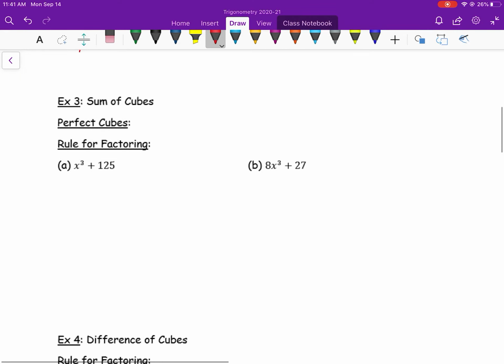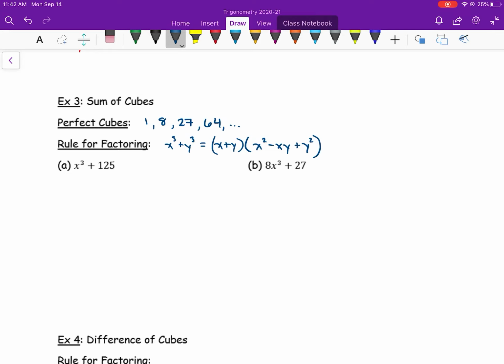Moving on to the sum of cubes. Some of my perfect cubes: 1 cubed is 1, 2 cubed is 8, 3 cubed is 27, 4 cubed is 64, and then that one goes up. Cubes are a little tougher to memorize. There's a rule for the sum of cubes. If I'm given x cubed plus y cubed, this factors out to be x plus y times x squared minus xy plus y squared. We need to check, like we did in the previous example, to see if they're perfect cubes.